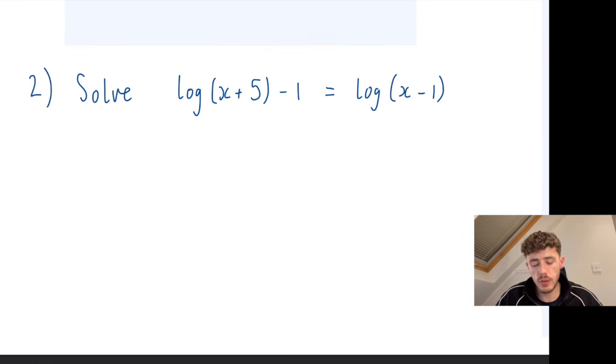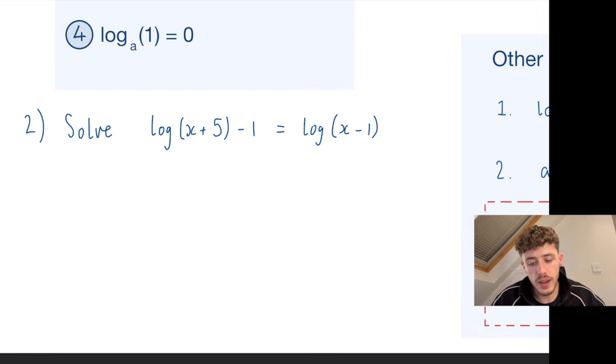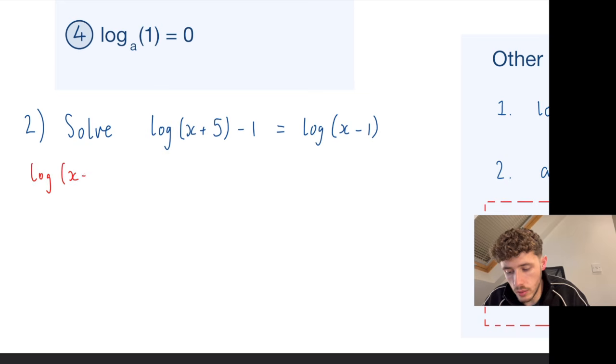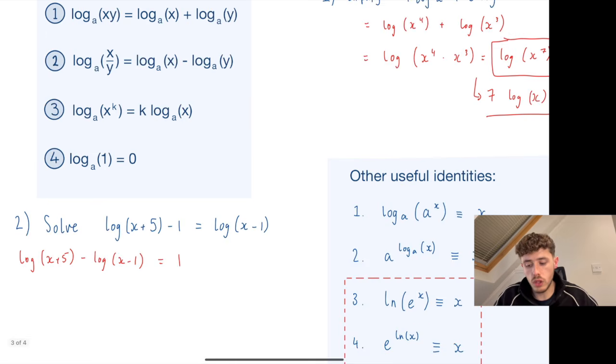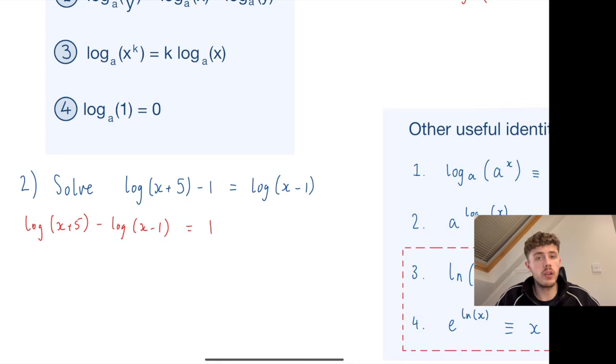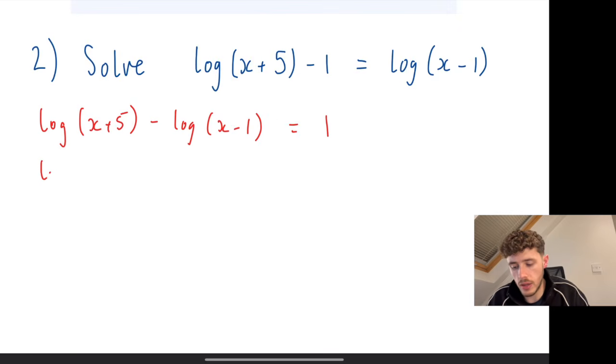Solve log(x plus 5) minus 1 equals log(x minus 1). A little bit trickier, but let's first of all get the logs on the same side. So log(x plus 5) minus log(x minus 1) equals 1. And then based off our rule number 2, because they're being subtracted by the same log at the moment, we can write them as a division of each other. So we have log of (x plus 5) over (x minus 1) equals 1.